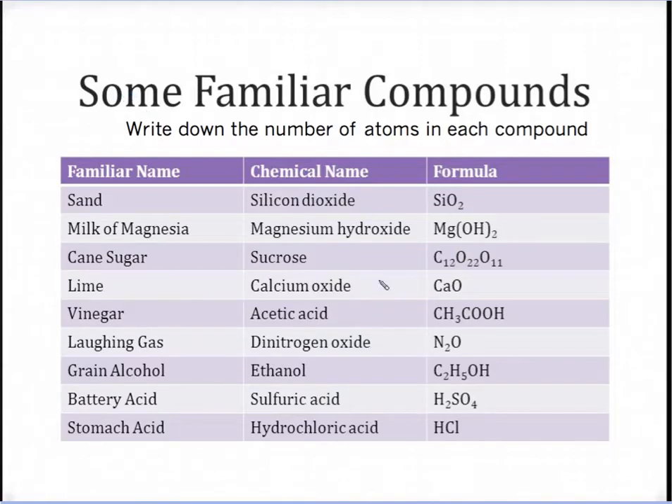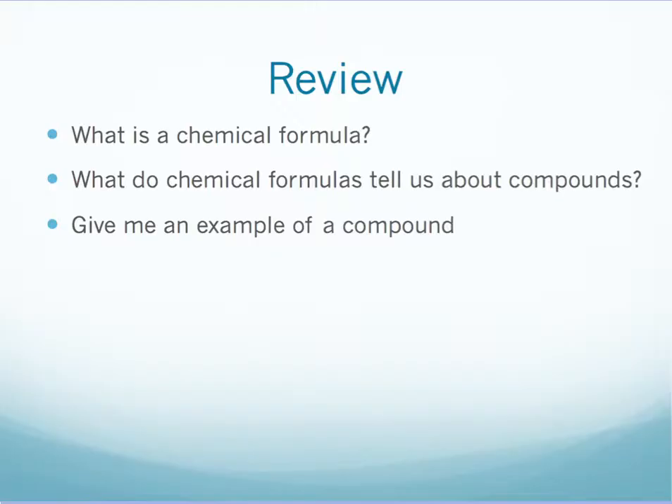These are some familiar compounds, some things that you'll see in your daily lives, and these are the chemical formulas associated with them. Things like cane sugar is C12H22O11. Vinegar is CH3COOH. Battery acid is H2SO4. Stomach acid is HCl. Those are just some different compounds. You'll be able to name those by the end of this unit.